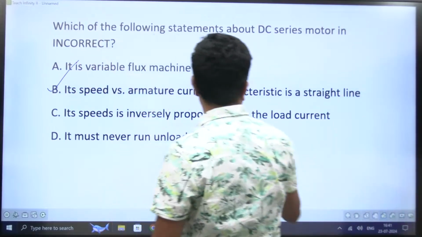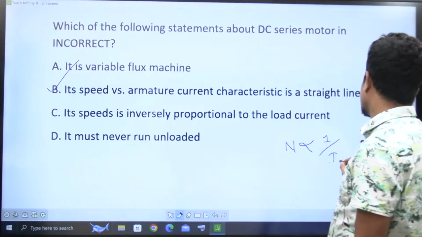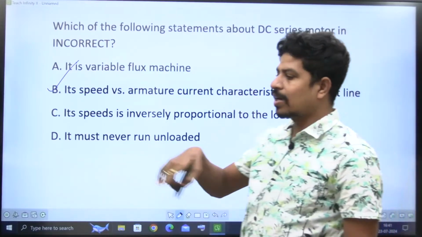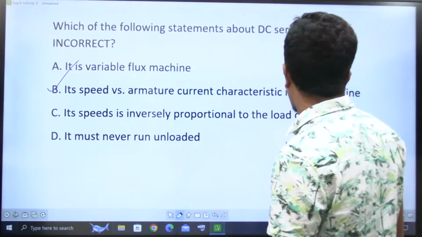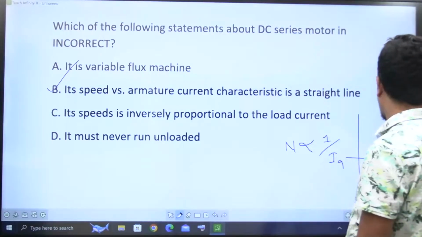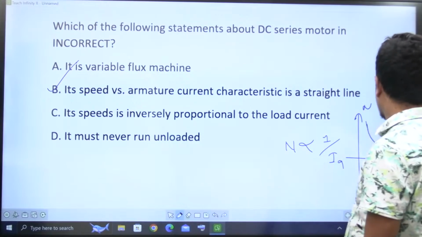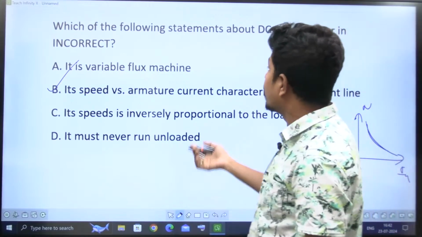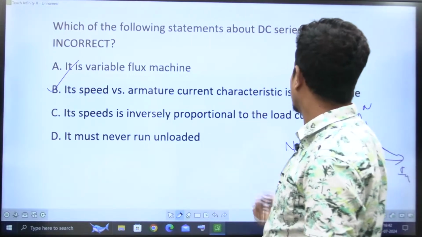Option B is correct. See, speed versus armature current is inversely proportional. Therefore, you are going to get a rectangular hyperbola. It's not going to be a straight line. Yes, it's going to be a rectangular hyperbola. So N versus Ia will be like this, but it is not a straight line. Which one is not correct means option B. Its speed is inversely proportional to the load current.